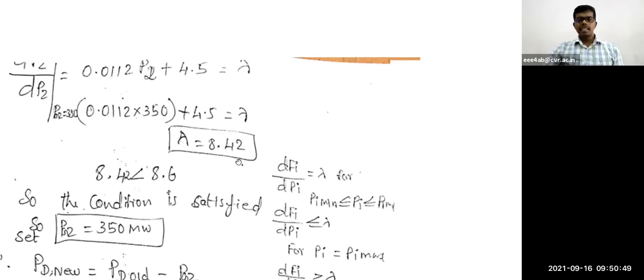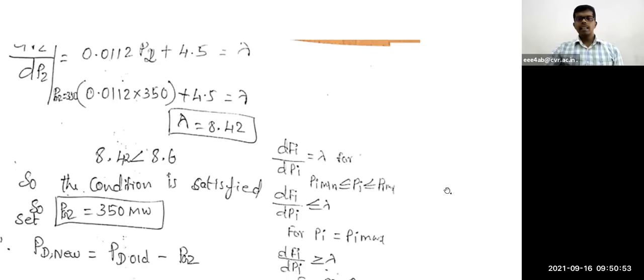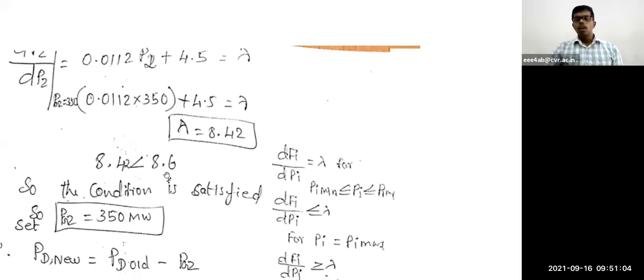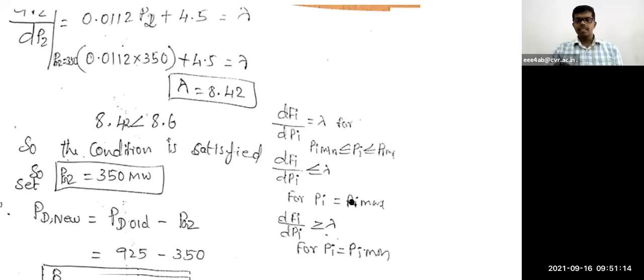So what is the next step? Next step, we have to check whether it is falling under the optimality limits, because we fixed a certain value, but we don't know whether the fixed value is correct or not. So what is the next step? Next step is to satisfy this optimality condition. Okay, so we are checking, because it violates its maximum operating limits now.